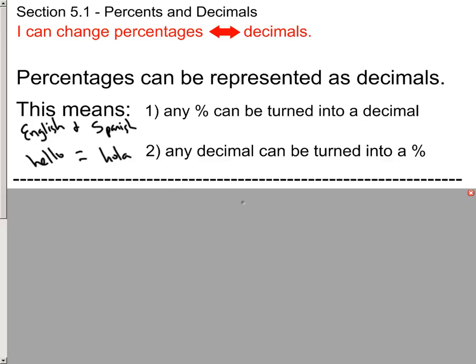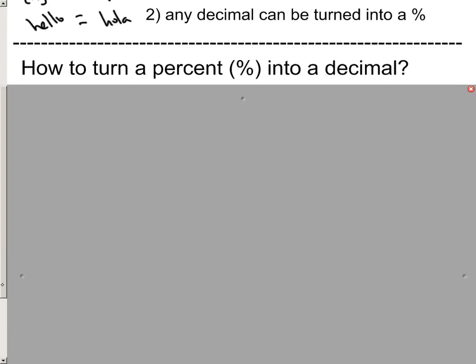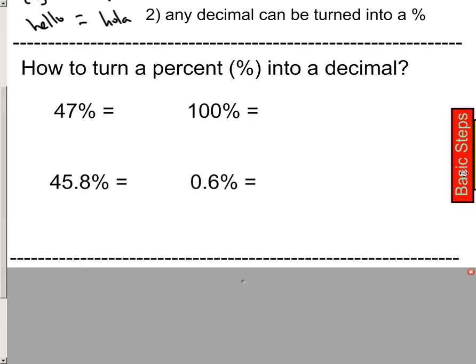So let's get right to business. How do we convert a percentage into a decimal? It's not bad. It's really not. So let's scroll down here and get us a little bit more space. And here's 4 examples that we'll take a look at. And here's the basic steps that we have right here.